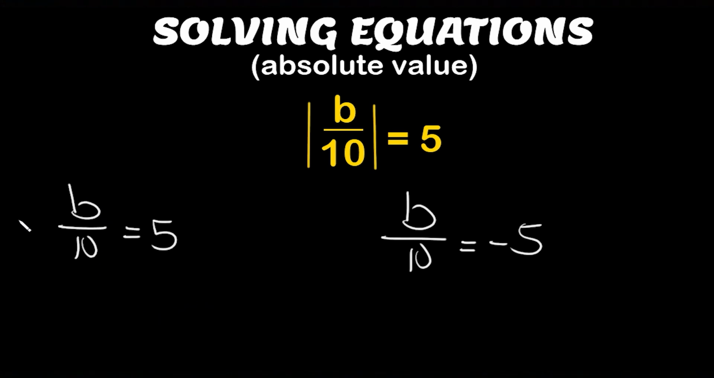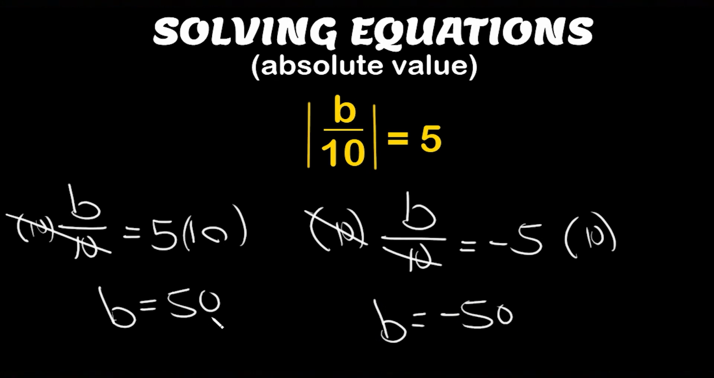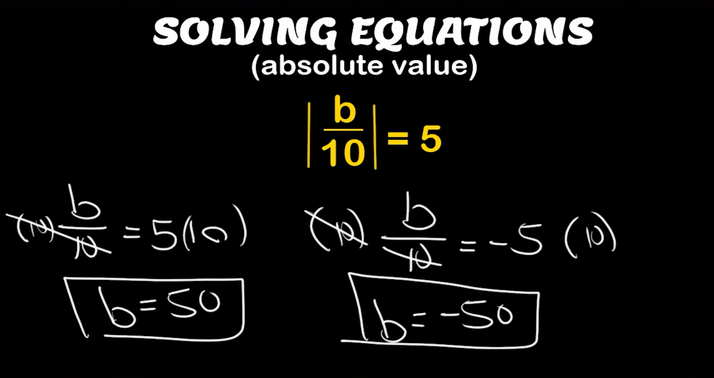All right, so the first equation, I have to multiply both sides by 10. That will cancel here. Do the same thing here. I get b is equal to 50. 5 times 10. Here, again, same thing. I'm going to multiply both sides by 10. This will cancel, cancel. I get b is equal to -50. So this is done. That's my solution, and that is my solution. So again, the key takeaway here, make sure you isolate the absolute value before writing out your two different equations. Okay, let's try the next example.